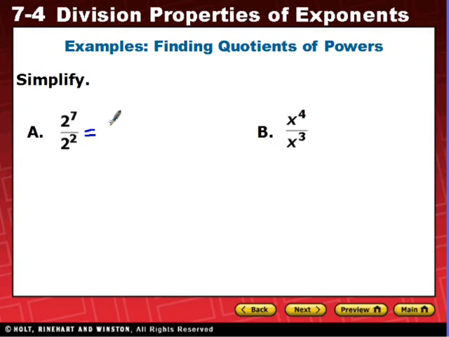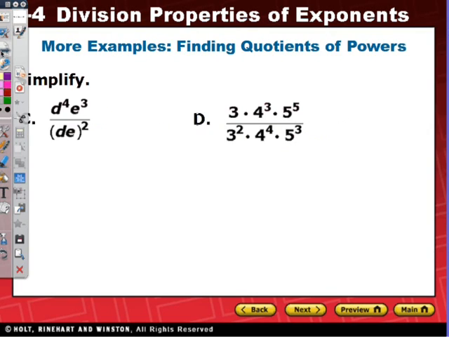Right, we have 7 2's up top, 2 on the bottom. Once we get rid of the 2 that are in common, we have 2 to the 5th left over, or 32. X to the 4th over x to the 3rd is just x to the 1st power. Those ones are so easy. Right, I know you can do those, but they are going to get harder. Here we go. Already they start to get a little more complicated. Go ahead and write problem C down. D to the 4th e cubed over d e squared.